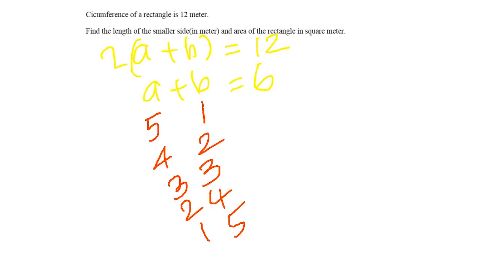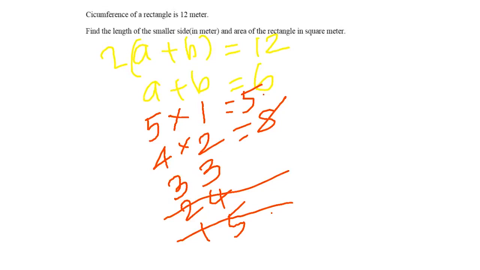What is the area then? 5 into 1 is 5. If sides are 5 and 1, then area is 5. If sides are 4 and 2, then area will be 8 only. If sides are 3 and 3, then area should be 9 only. It asked for the smaller side. Smaller side is 1, then the area is 5. Of course both sides are equal, that is 3. 3 means area is 9. These are the possible choices: 1, 2, 3 for the first part, and 5, 8, 9 for the second part.